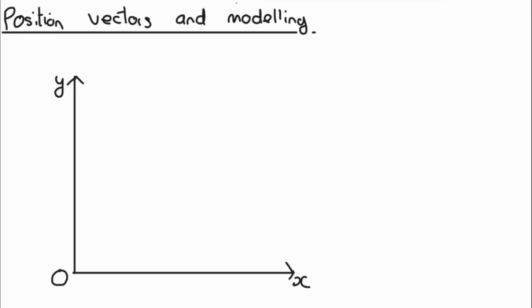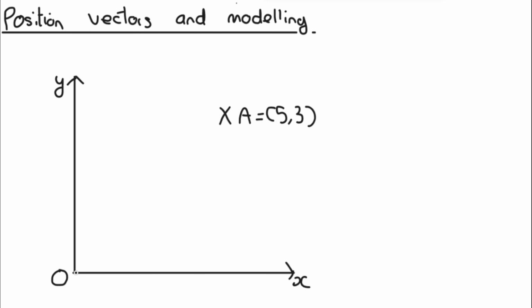So this video is on position vectors and modelling. So let's start with position vectors. This is something that comes up a lot. If we have a coordinate, let's say A, and let's put A here. Let's say A is equal to (5, 3). The position vector of A is the vector that goes from O to the coordinate A.